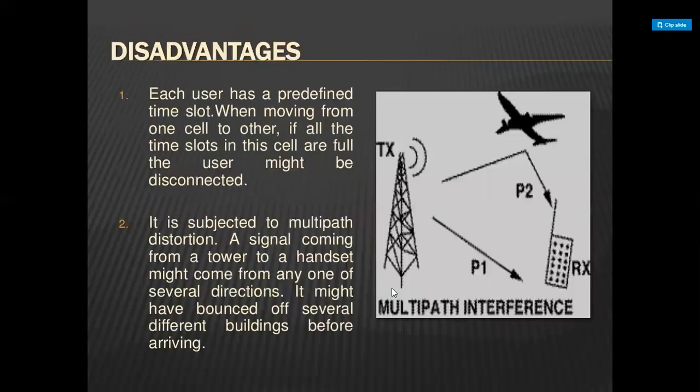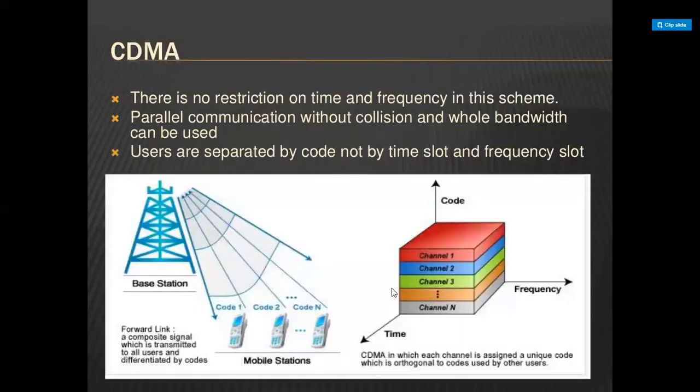Next, coming to the disadvantages of TDMA, it has multipath interference, which has the fading effect in it, and each user has a predefined time slot when moving from one cell to another cell. If all time slots are full, then the user must be disconnected, that is, it results in blocking of calls. Next, multipath distortion, that is the fading effect, which reduces the strength of the signal.